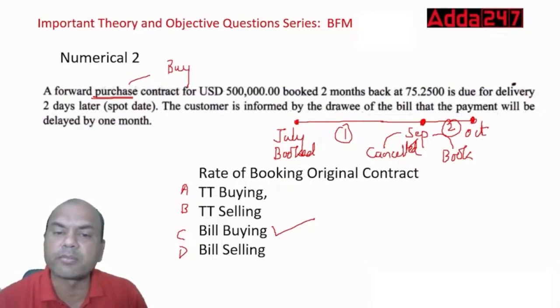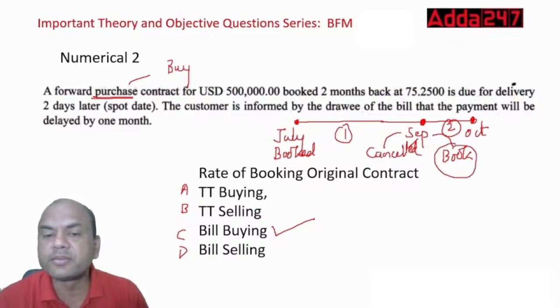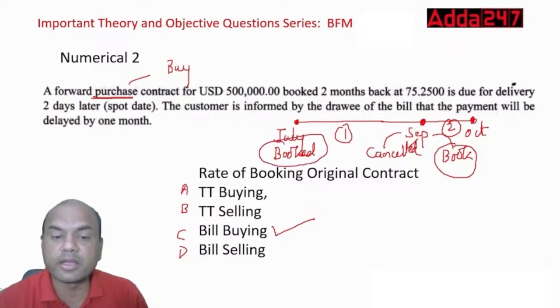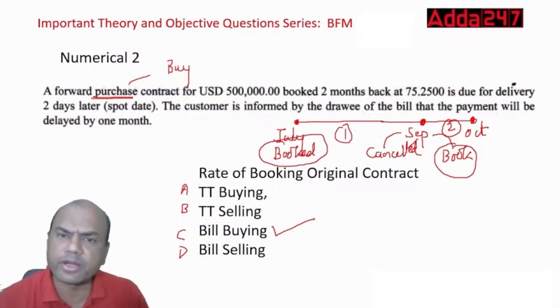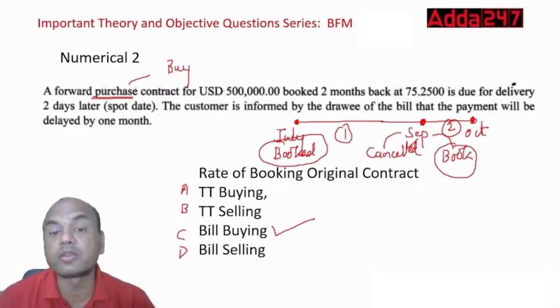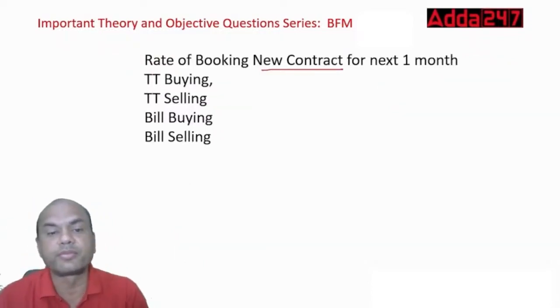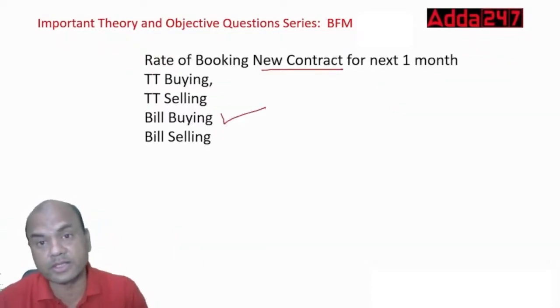This full whatever had happened in July is repeated over here now. Same thing is repeated. So if it is repeated, then the rates will also be repeated. So it will be again bill buying rate. So I'll be using bill buying rate. But the rates will be different. Of course, not the same rate, but the logic is same. I'll be using the bill buying rate only again. Okay, new contract. Of course, the rates will be for today, whatever the rates are.